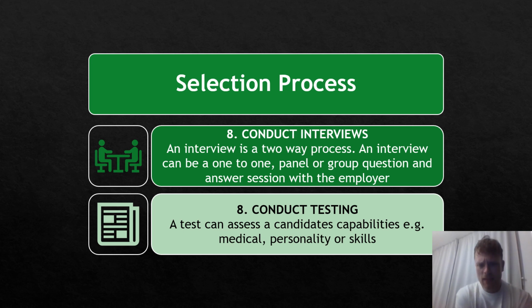Number 8. Usually when we have shortlisted the candidates, we will then contact them for interview. An interview is a two-way process. An interview can be done one-to-one, it can be done through a panel where several recruiters are interviewing you, or a group question and answer session with the employer where there are several candidates in the room who are all almost competing for that position.